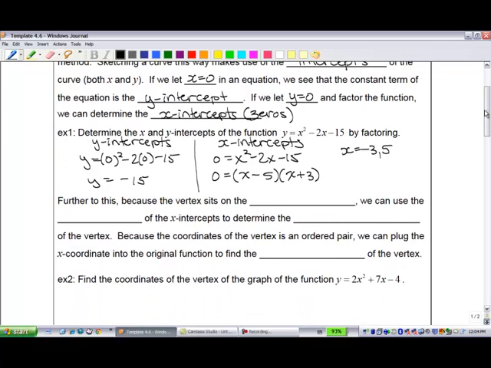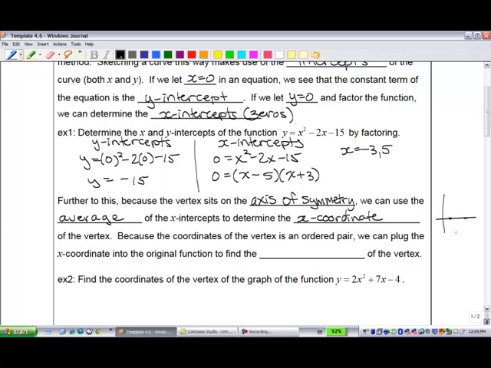Further to this, because the vertex sits on the axis of symmetry, and we've seen in previous sections that the axis of symmetry, the imaginary line that balances our graph and cuts it in half, sits directly on the vertex, we can use the average of the x-intercepts to determine the x-coordinate of the vertex. So let me do a quick sketch here.